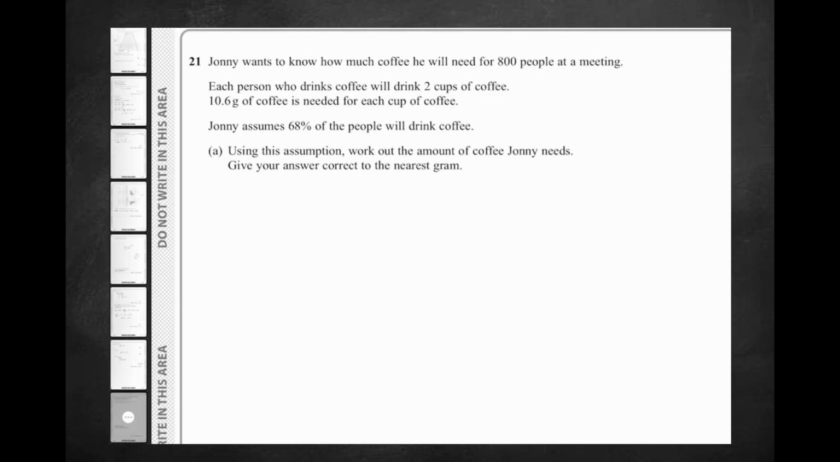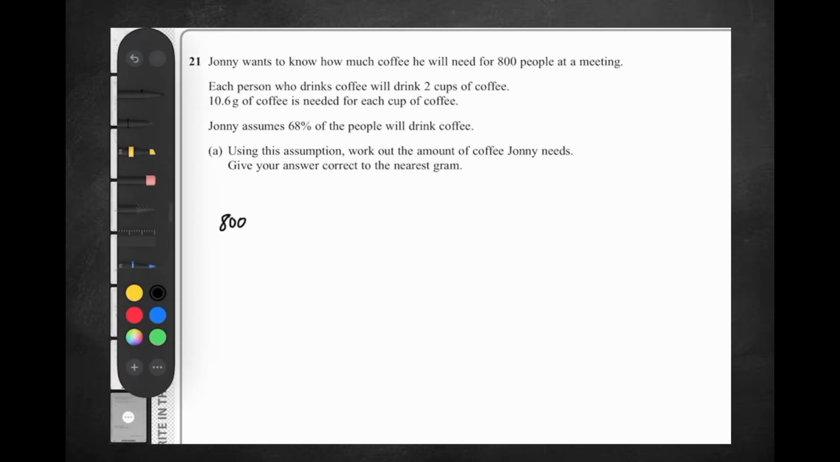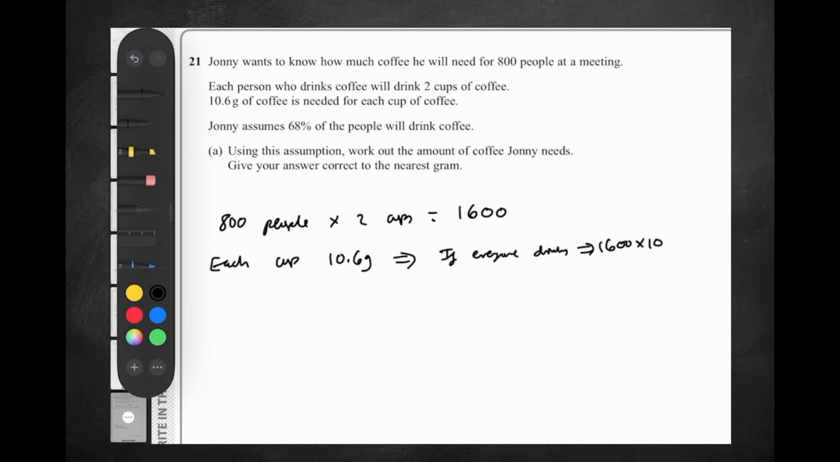That's 4 marks. Okay. So 800 people times 2 cups is 1,600. Each cup, 10.6 grams. Therefore, if everyone drinks, 1,600 times 10.6, which I'm going to do on my calculator, 1,600 times 10.6 is 16960 grams.